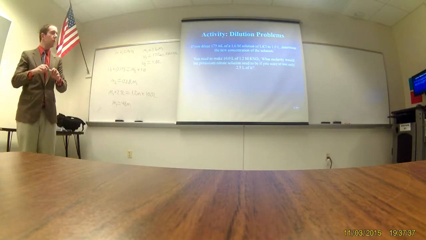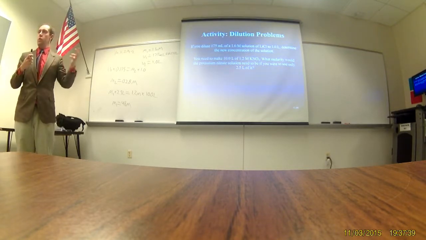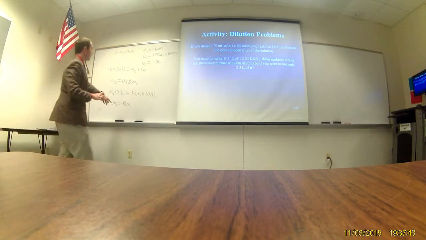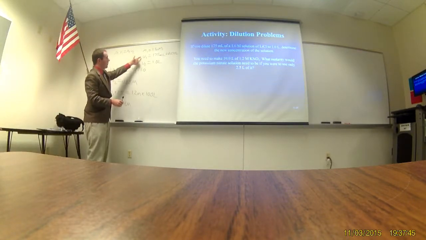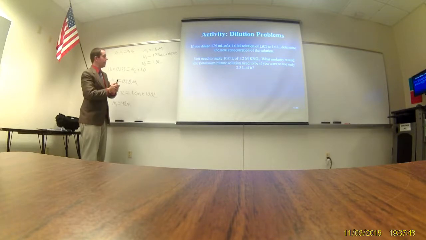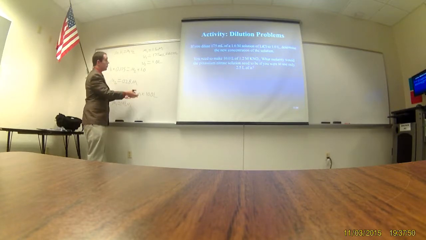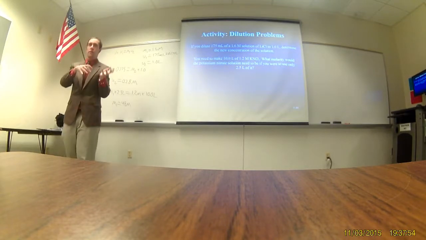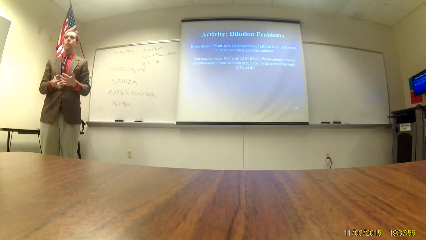So if you're someone who likes to check yourself, these problems lend themselves to checking pretty easily. So now you have M1, V1, multiply them together. You have M2, V2, multiply them together. If you don't get the same number for the ones and the twos, something's wrong.